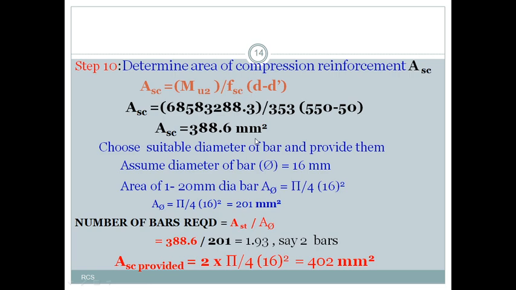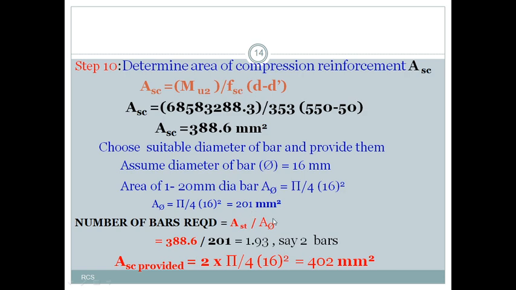Here also this ASC is provided in terms of a number of bars of a certain diameter. So for this I will choose a 16 mm bar. So this is the area of a 16 mm bar, please make it correct. This I copied from the last slide. The 16 mm diameter bar, pi by 4 into 16 square, will give me 201 mm square. How much? 201 mm square.